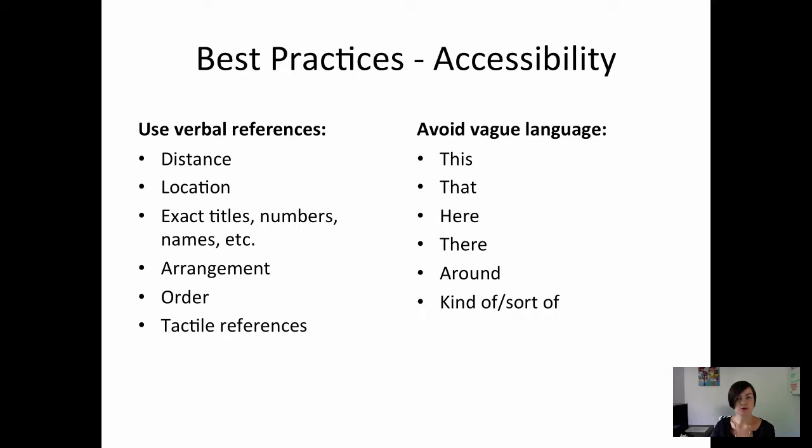So for example, if you're referring to a particular spot in your grading rubric, you might say something like, in the second row and the third column of the rubric, the achievement level, excellent, your assignment matches up XYZ. You also want to avoid using vague language, so making vague references like this, that, here, there, around, kind of, sort of. Those types of words are not going to be constructive for a student who might have some form of a vision impairment. They won't be able to identify where here is, if that's the word that you're using. So it's important to keep these types of things in mind.